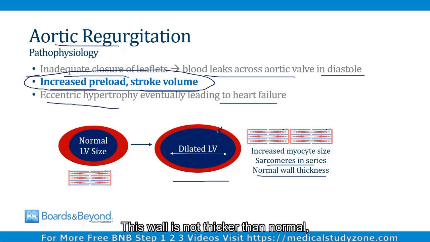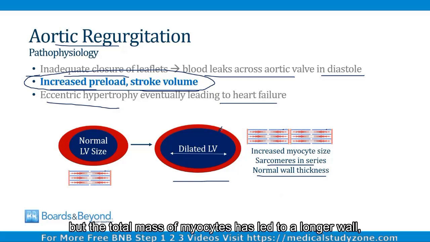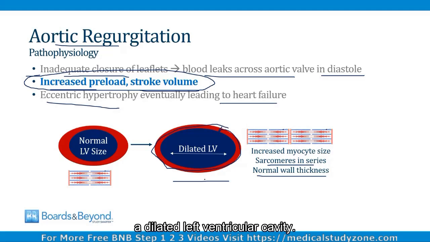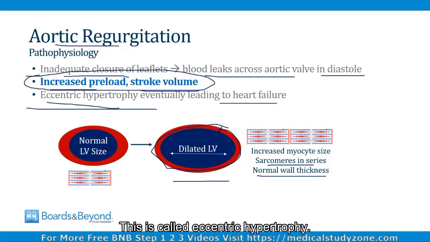This wall is not thicker than normal, but the total mass of myocytes has led to a longer wall, a bigger wall, and therefore a dilated left ventricular cavity. This is called eccentric hypertrophy, and aortic regurgitation is a classic cause.